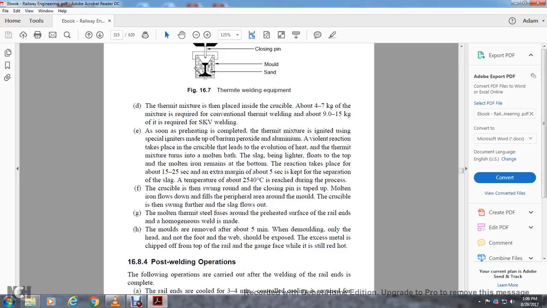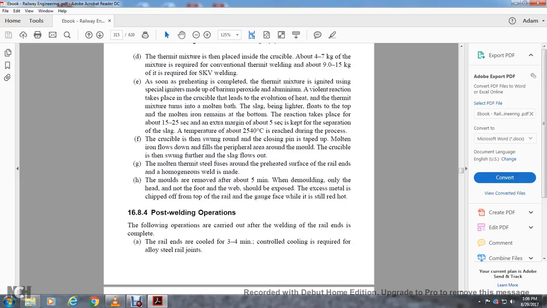The crucible is swung around with the closing pin tapped up. The molten iron flows down and fills the peripheral area around the molds. The crucible is swung further and the slag flows out. Molten thermite steel fuses around the preheated surface of the rail ends and a homogeneous weld is made.